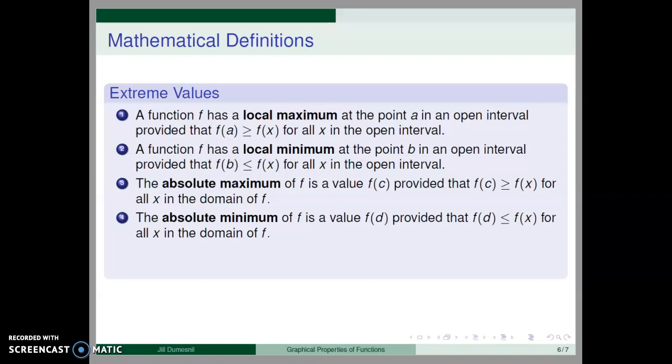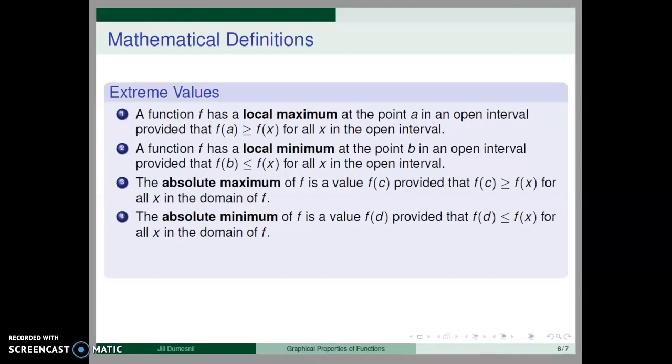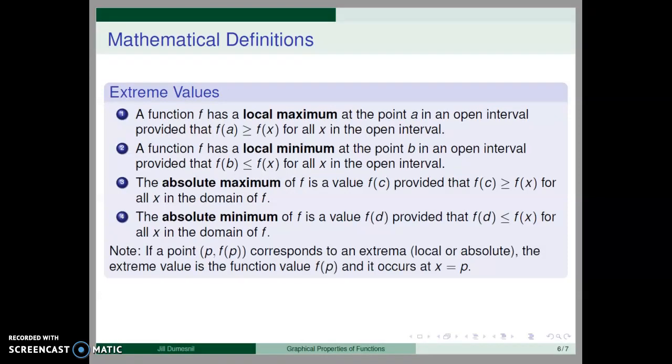The absolute or global minimum of the function is a value f of d, provided that f of d is less than or equal to f of x for all x in the domain of f. Thus, f of d is the smallest function value on the entire domain. Again, we'd like to reiterate that if a point p, f of p corresponds to an extreme value, local or absolute, the extreme value is the function value f of p, and it occurs at x equal p.